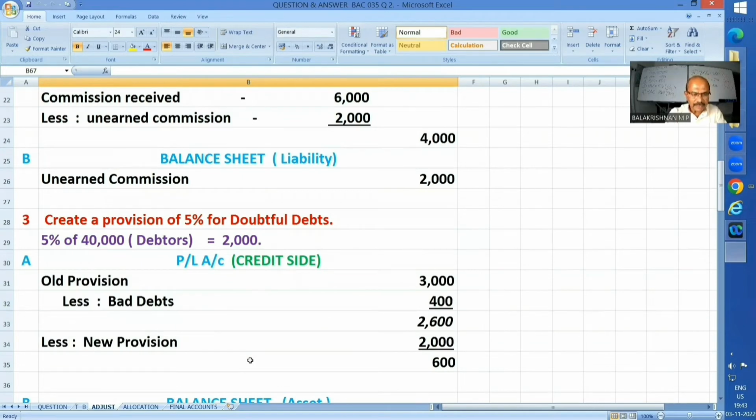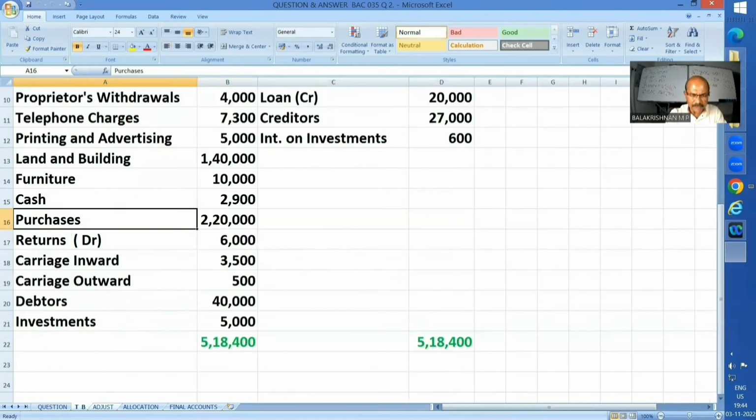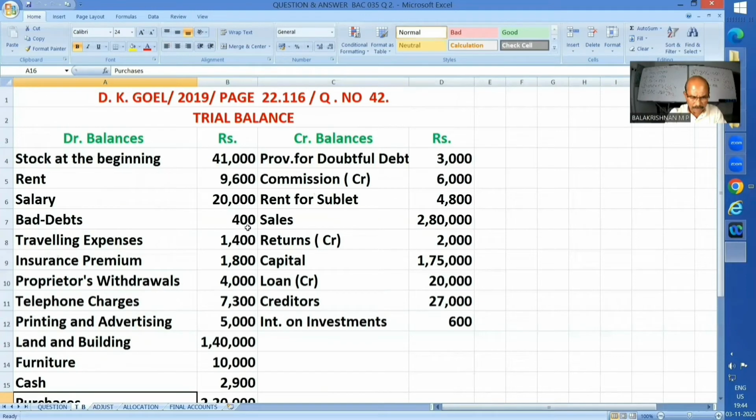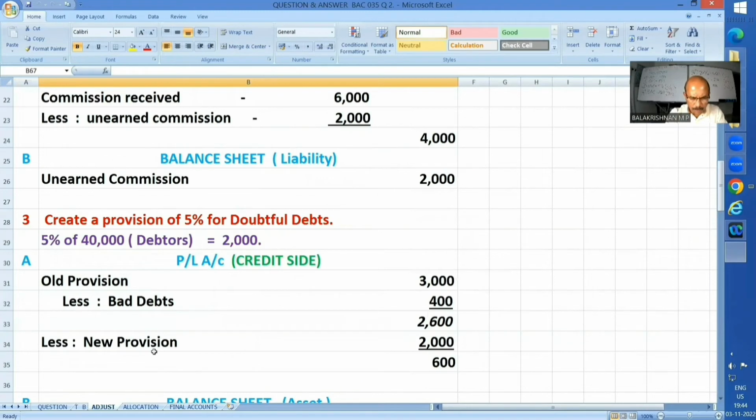Next one. Create a provision of 5% for doubtful debts. This is the most important adjustment in this sum. Because of this adjustment only, practically I have chosen this sum. Here you will find the old provision is substantially high, 3,000, and the bad debts as given in the trial balance is 400. And also the new provision, that is 5% of debtors, is 2,000. Together it comes to 400 plus 2,000, 2,400. Still the provision is more.